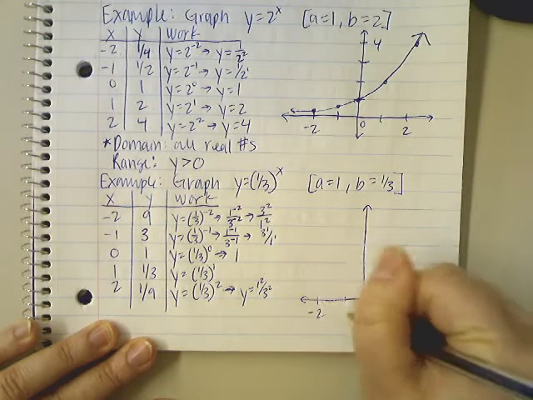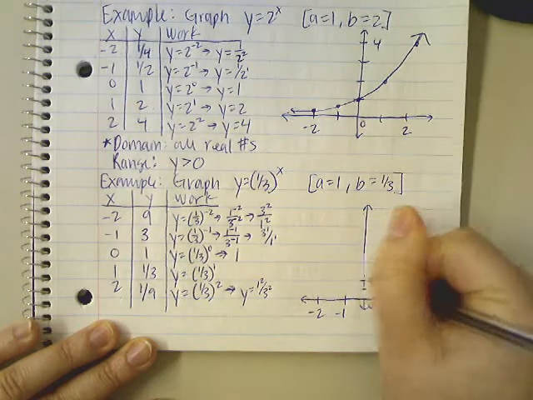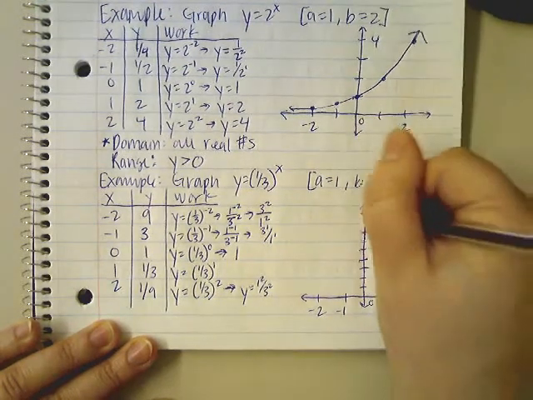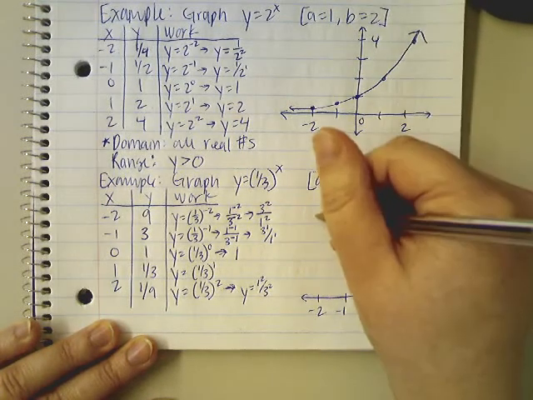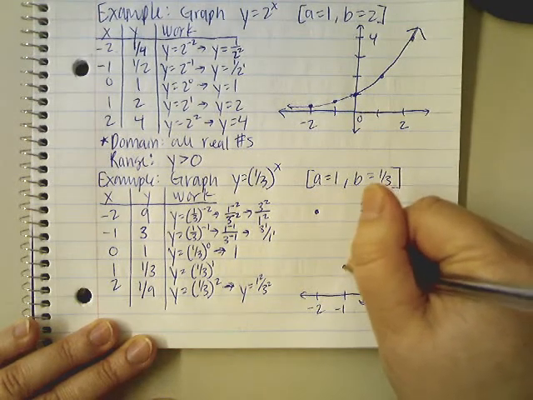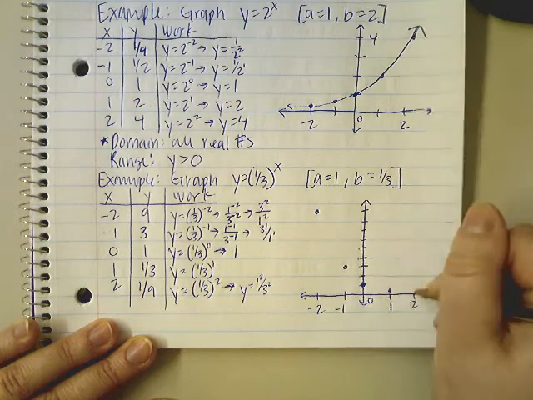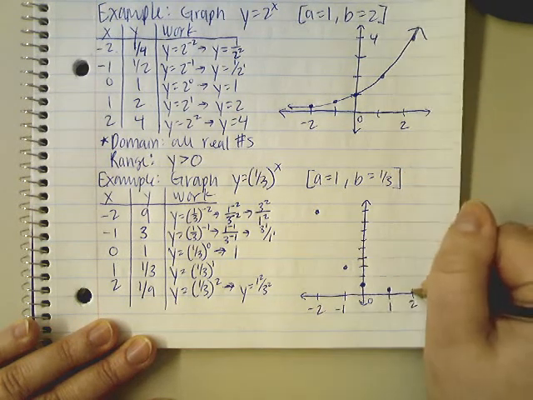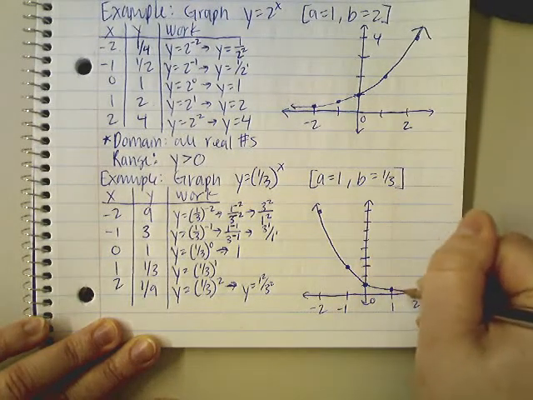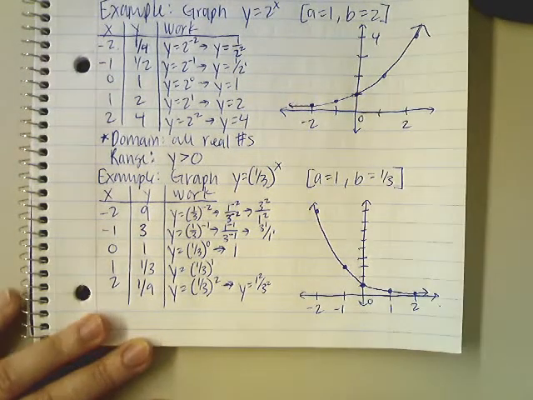So I have -2, -1, 0, 1, 2. And this time I have to go up to 9, so I'm going to make a little smaller scale. So I have 1, 2, 3, 4, 5, 6, 7, 8, 9. So at -2, I go to 9. So I have a point there. At -1, I'm at 3. At 0, I'm at 1 still. Then I'm at 1/3, and then 1/9 gets super close. So we end up going more steeply down. Still make sure that your line doesn't cross that x-axis because it never actually does.